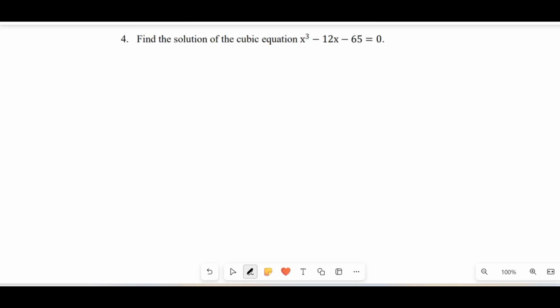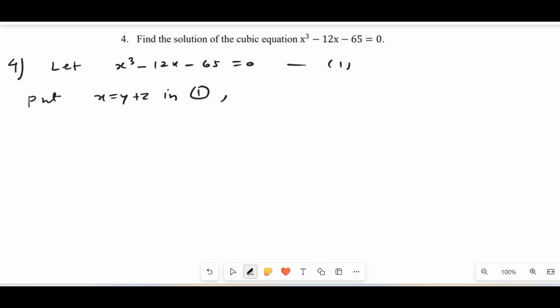So now in problem 4, let us consider the given equation x cube minus 12x minus 65 is equal to 0. That is equation number 1. So we need to put x is equal to y plus z in equation 1, then (y plus z) to the power 3 minus 12 times (y plus z) minus 65 is equal to 0.